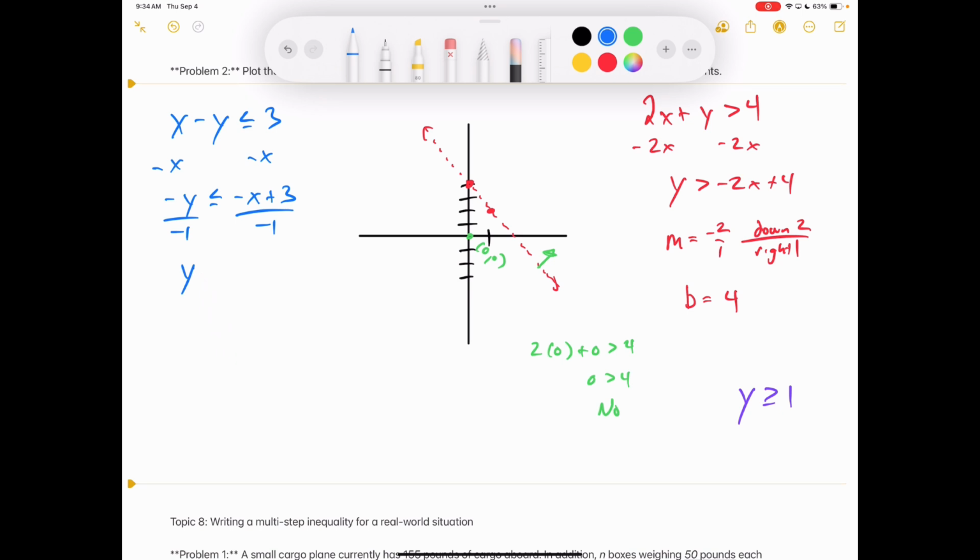Anybody? I flip the sign if I divide by -1. So this is -1 divided by -1. It would be 1x. 3 divided by -1 would be -3. So my slope is 1. That would be up 1 to the right 1. And my y-intercept is -3.